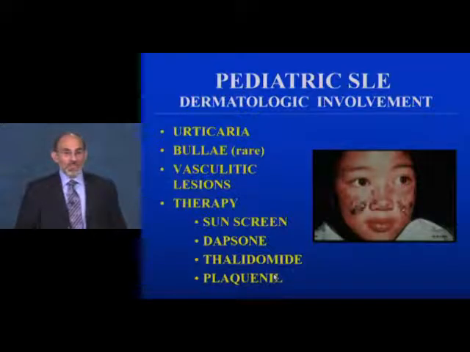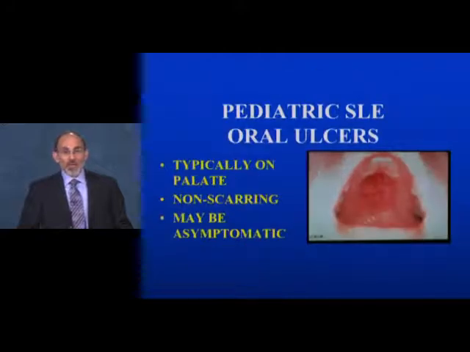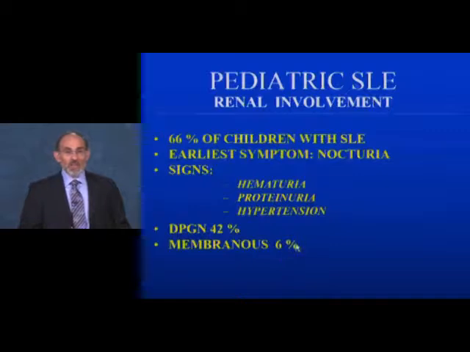If it's only skin lupus, one can avoid the strong immunosuppressant agents. Oral ulcers are asymptomatic. You have to look in the child's mouth to see if they're there. They're typically on the palate. They don't scar, and they're typically asymptomatic.